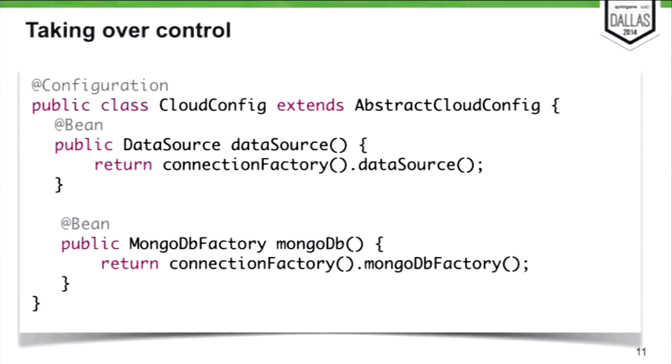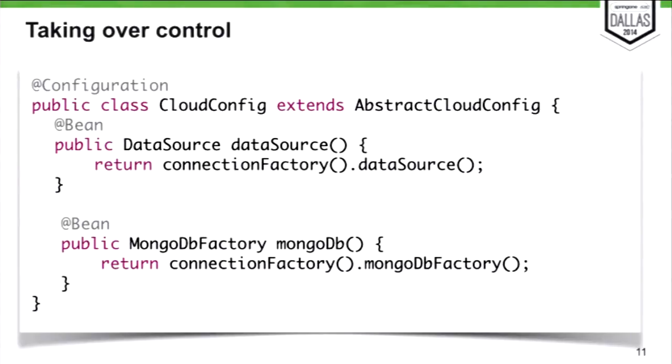But you might want to say, all right, that's fine. It did something. It created some default beans for data source and RabbitMQ connection factory and so on. But I kind of want to take control over it, so that I can make it effectively work in Cloud Foundry. If you want to do that, you extend this abstract cloud config, and you create beans using the API offered by abstract cloud config.